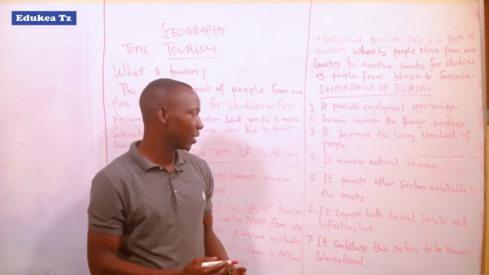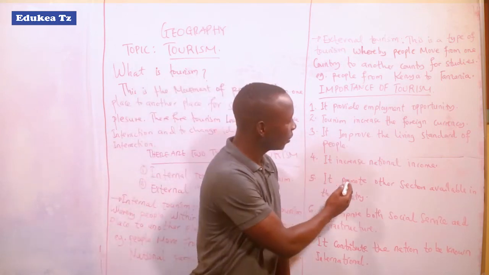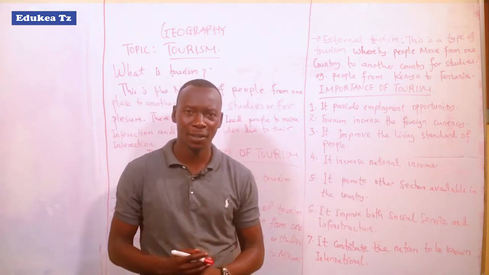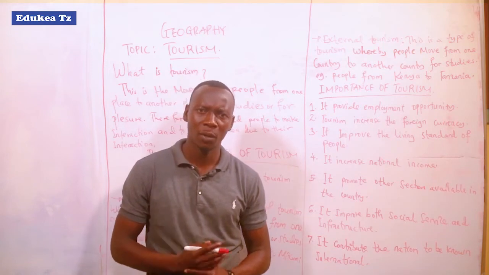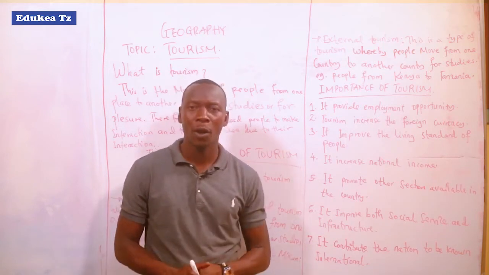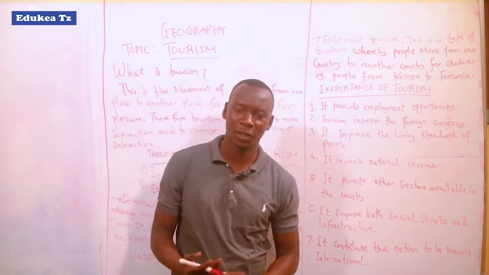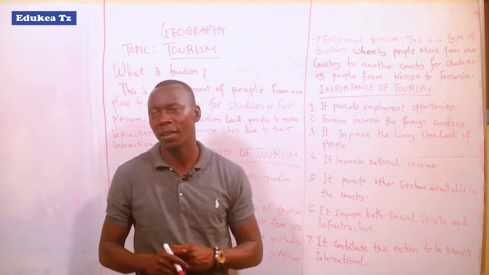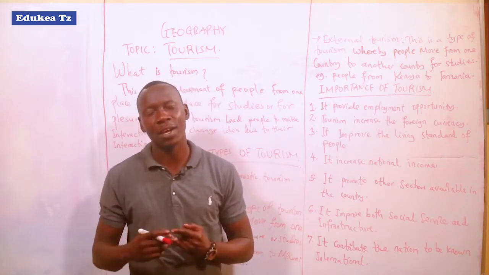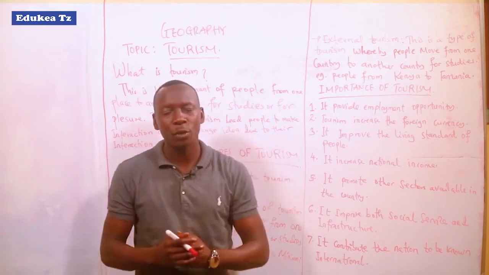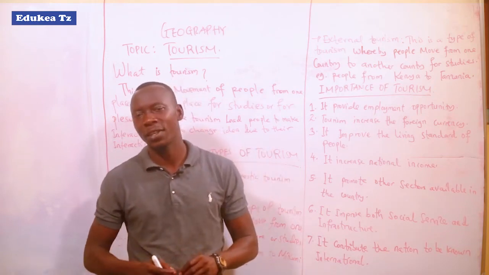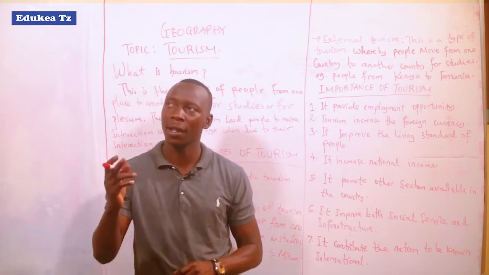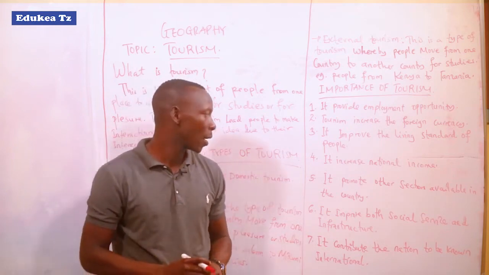And after looking at that, let us see point number 4, which is that it increases the national income. It is true, after receiving the foreign currency, the nation increases its national income. So through the national income, people can get social services because the nation has money. So the nation decides to distribute that money in the respective areas, so that those areas can be considered to ensure there are social services like clean water, good health centers, schools, electricity, etc.